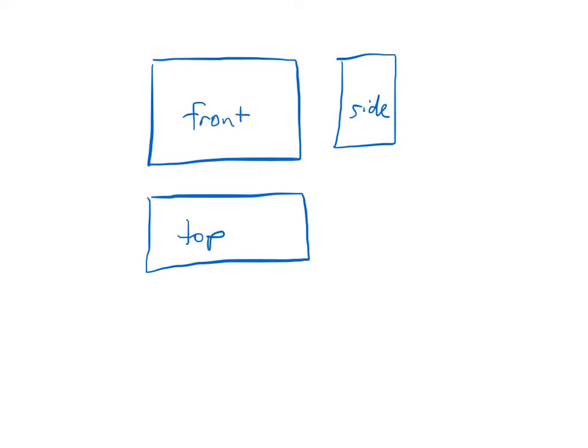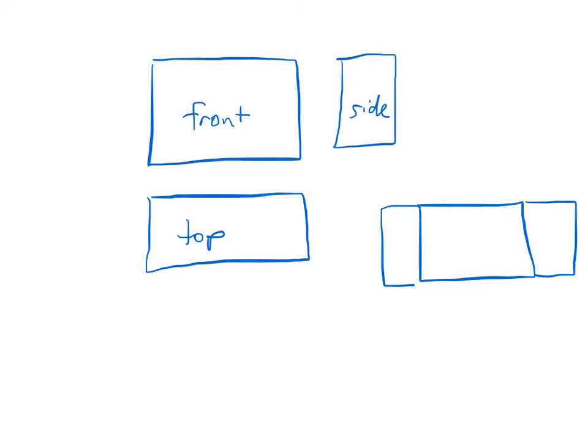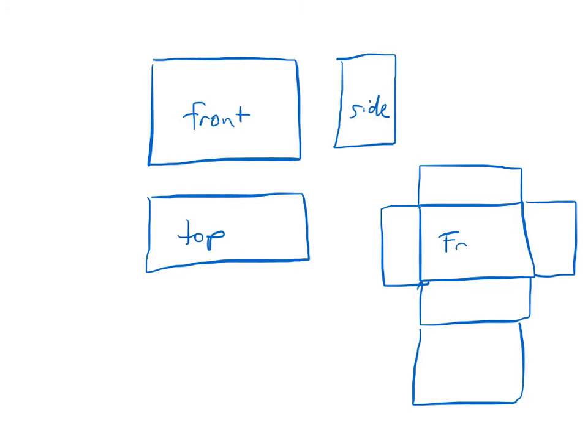And then it says draw a net. So front, side, side, top, bottom, and then the other side. So front, top, bottom, the back side. This would be a side, and this would be a side. So that would be how we would do example 3.